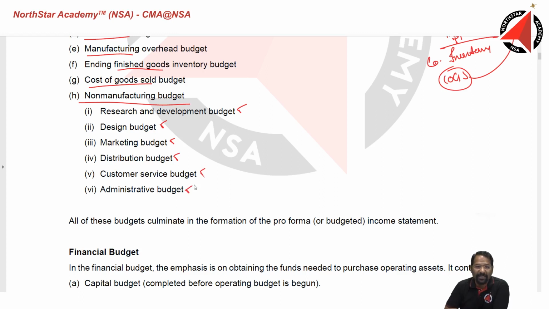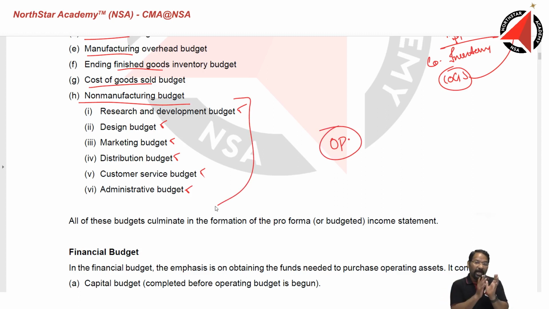Remember, they are not related to manufacture, but they are related to operating only, because without this activity, my business cannot run. Without R&D, I will become outdated. Without designing, my product will go out of the market. Without marketing, product cannot be sold. Without proper distribution channel, it will not reach the customer. Without customer service, my customer will not trust me. Without administration, all coordination cannot happen. So all these are very, very critical. All right.